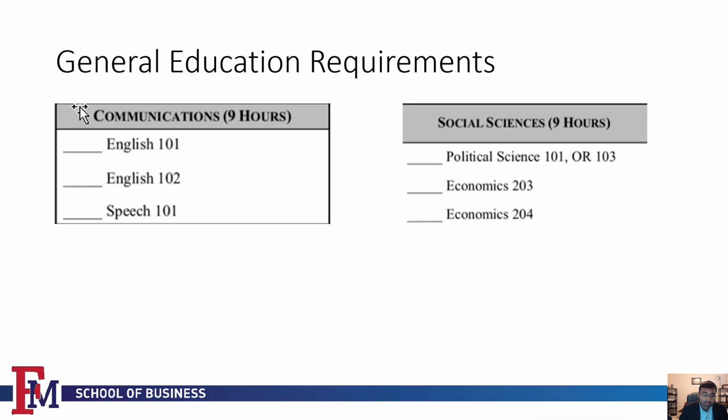Social sciences requirements are Political Science 101, which is U.S. Government, or Political Science 103, which is Introduction to Political Science. You also have to take Microeconomics, which is Econ 203, and Macroeconomics, which is Econ 204. These 2 classes are particularly important as they also fulfill your business requirements.